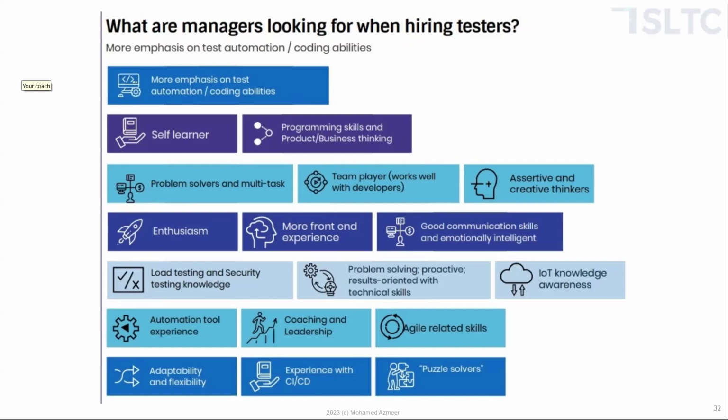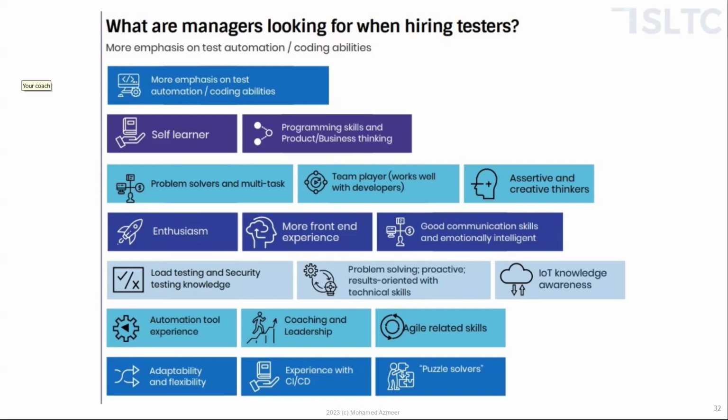So proactive problem solving and also technical knowledge. If you're into IoT stuff, then of course we need that knowledge as well. Automation tool experience, coaching and leadership. That means if you're going up, you should be able to train other people, other juniors. And then agile is a big deal nowadays. We must know what is agile.